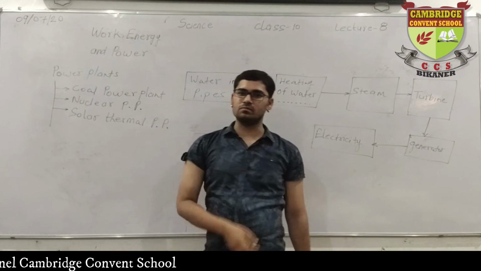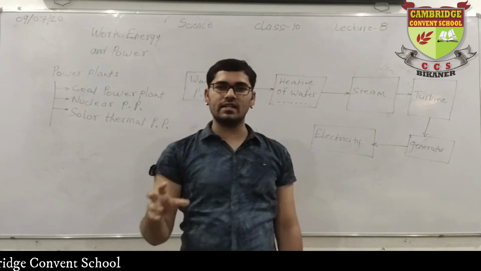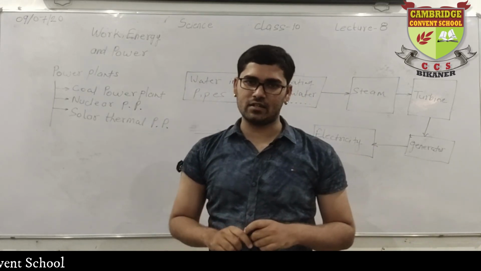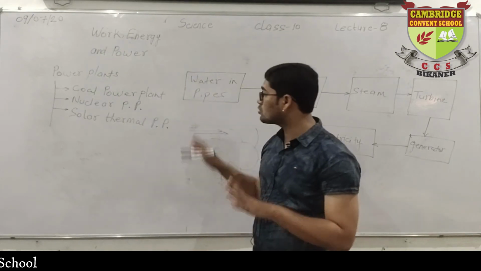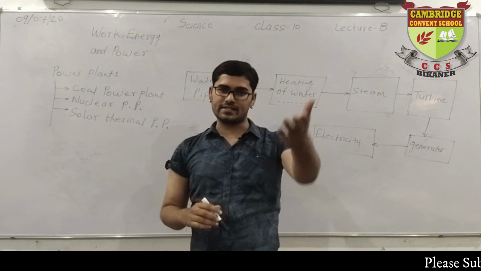We have to keep in mind that solar power plants are only established at those places where sunlight falls to the maximum extent. Fine. Okay. So this was all about these three types of power plant. The remaining types of power plant will be studied in the next lecture.